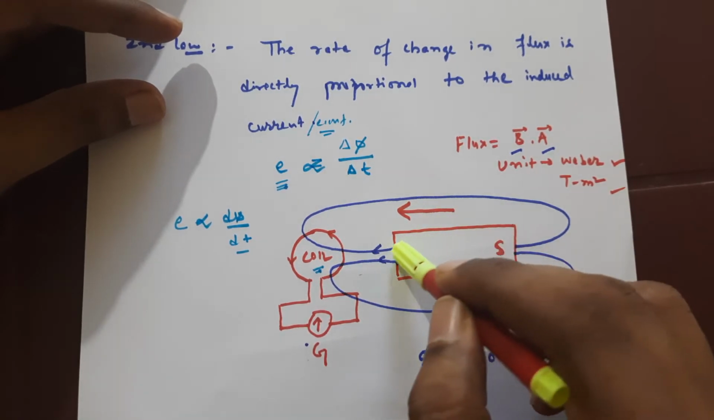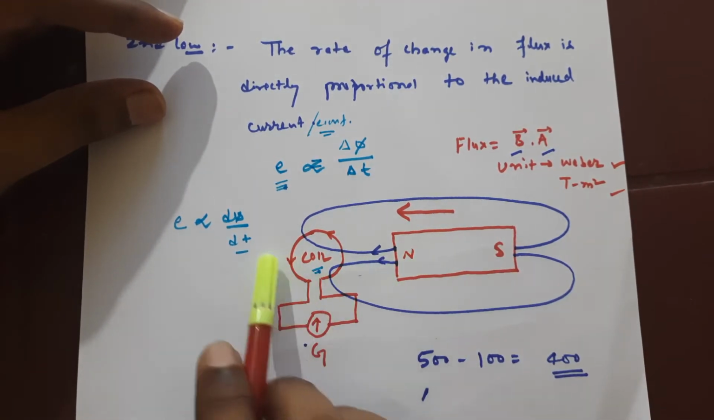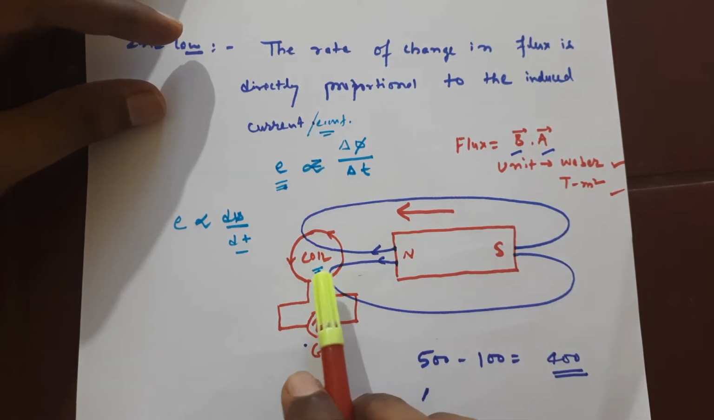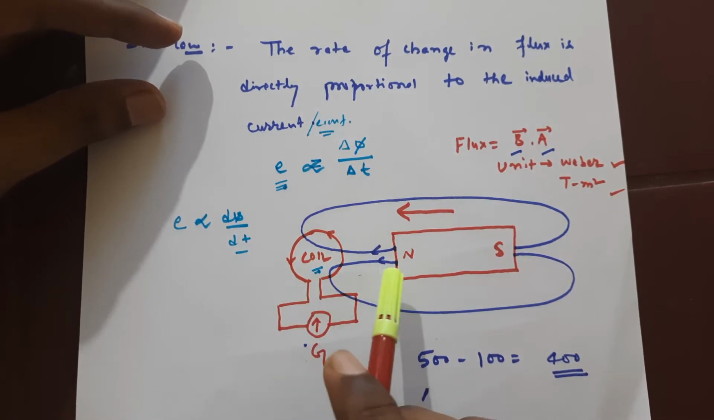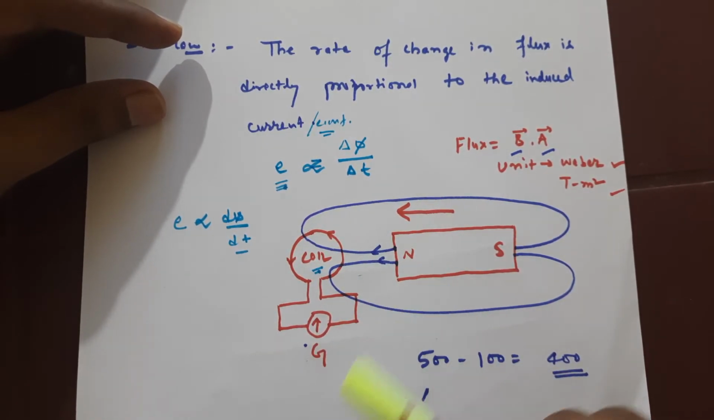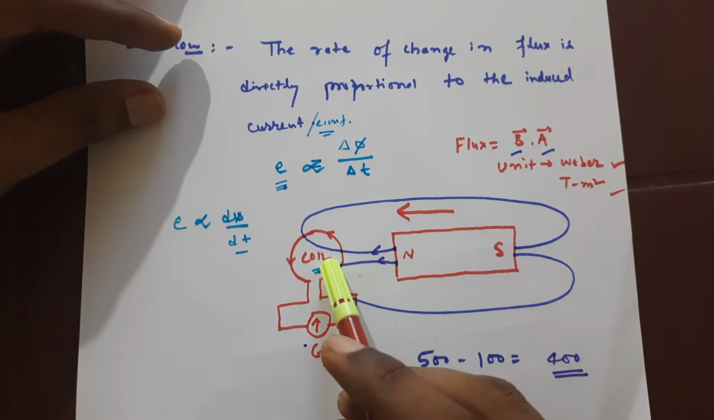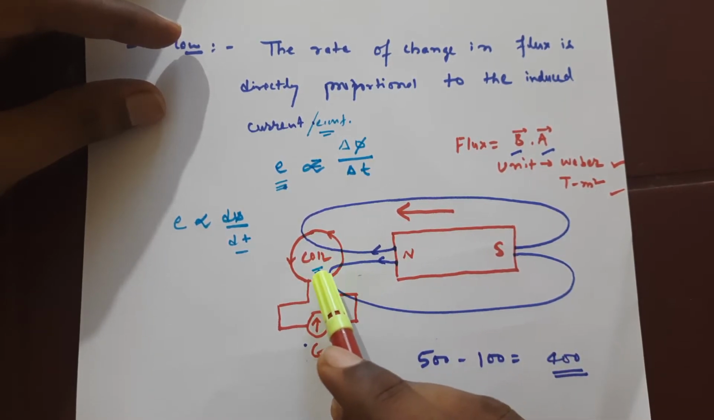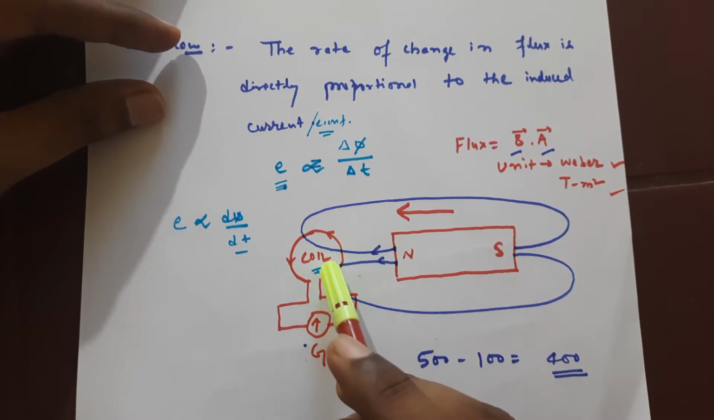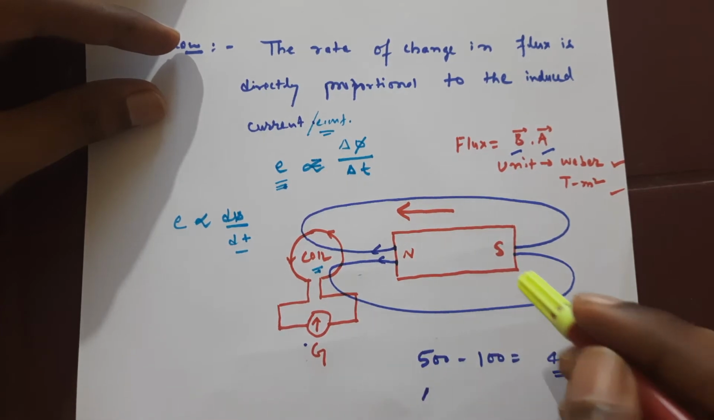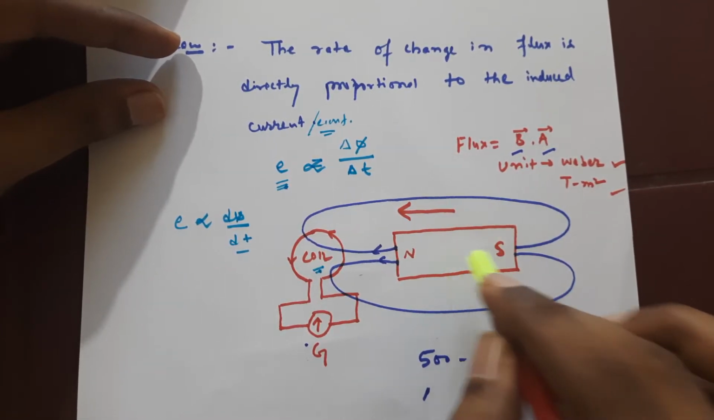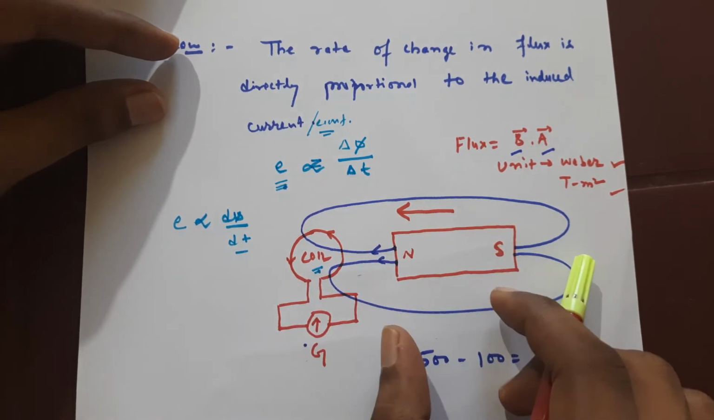So whenever lines of force are actually passing through this coil, we say that magnetic flux is linked with this coil. If there is more number of lines of force passing through this coil, we say the flux is more linked with this coil. If less number of lines of force passing through this coil, we say that less flux is linked with the coil.